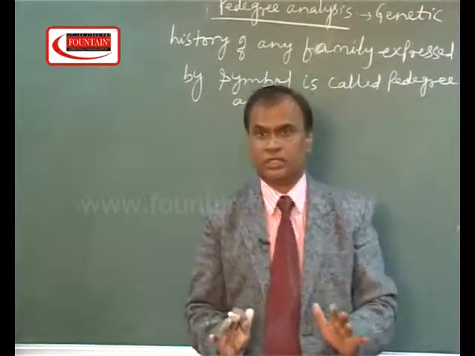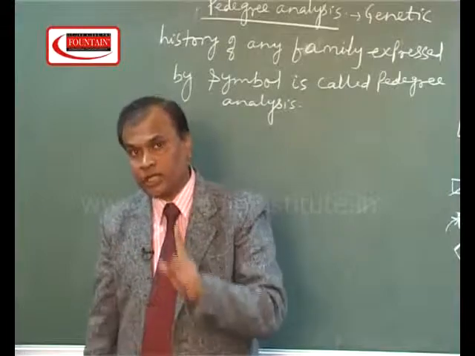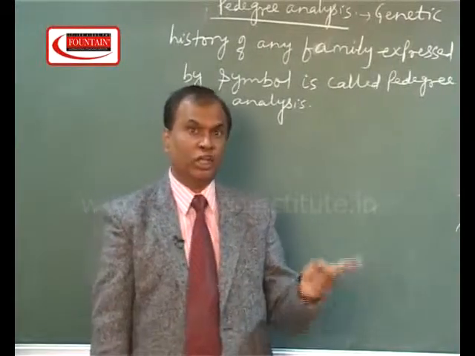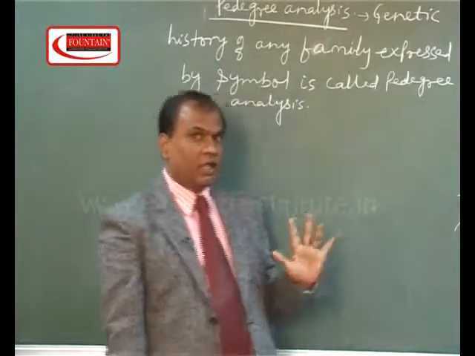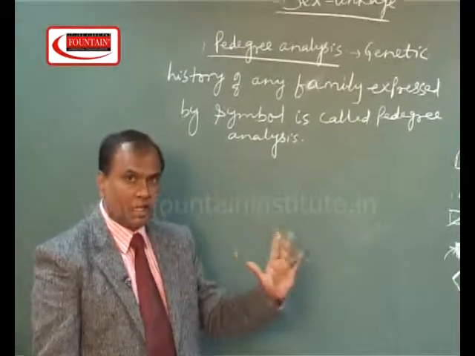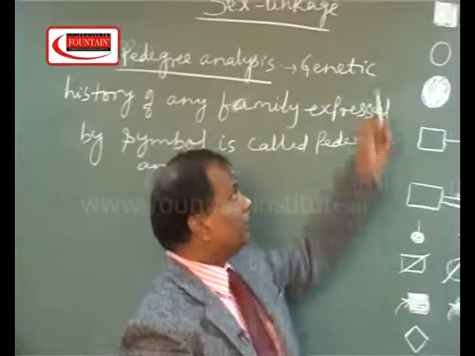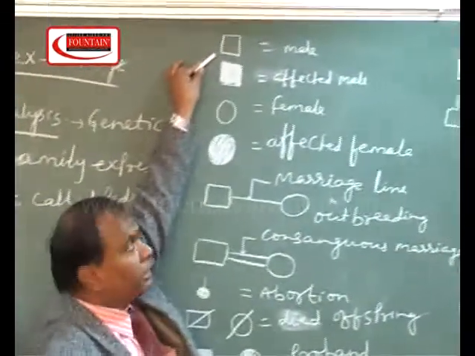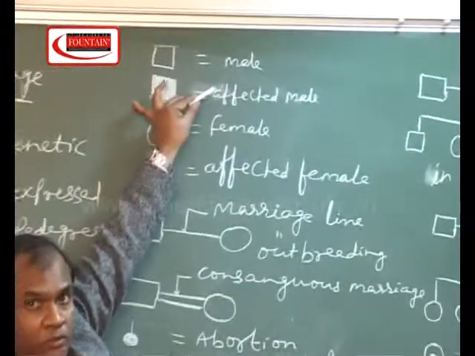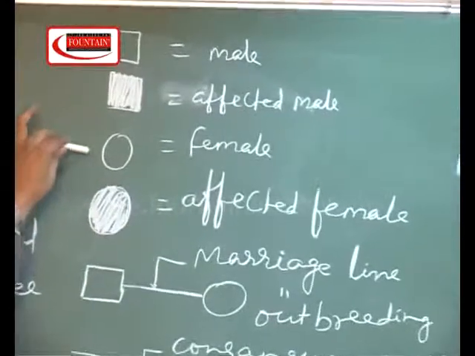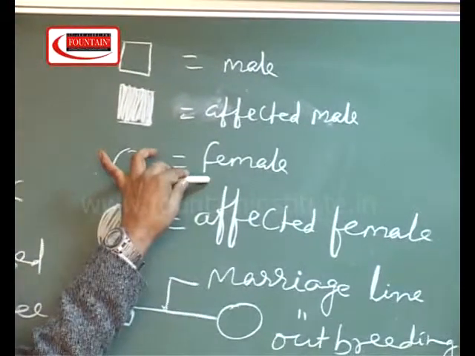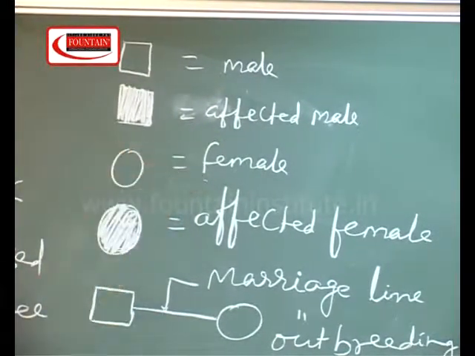Pedigree analysis means the genetic history of any family expressed by symbols. In pedigree analysis there are some fixed symbols. For example, if we make a square, it will represent the male members of the family, and if we make a circle, it will represent the female members of the family.